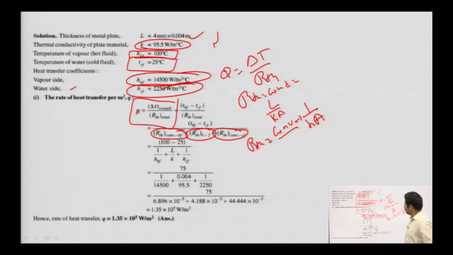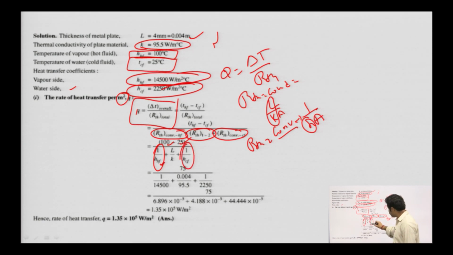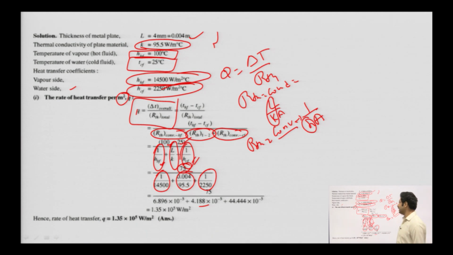So put all the values here. It is 100, it is 25, so it is 1 by H. Because you have to calculate per meter square, the A has been taken out. So it is only 1 by H, and only L by K. You can see 1 by H for the vapor, 1 by H for the cooling water, and L by K. Just put all the values here. It is 75, and this is the 1 by H for the vapor, this is the 1 by H for the cooling water, and this is L by K. Just simple mathematics, and you can calculate the rate of heat transfer: Q equals 1.35 times 10 to the power 5 watts per meter square. So it is very simple.